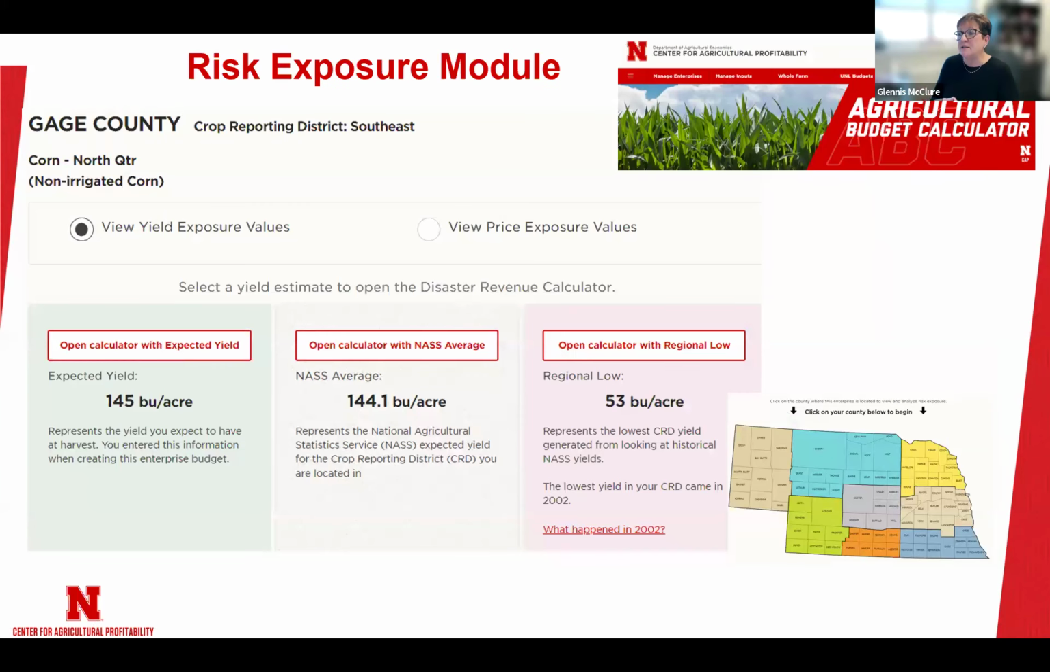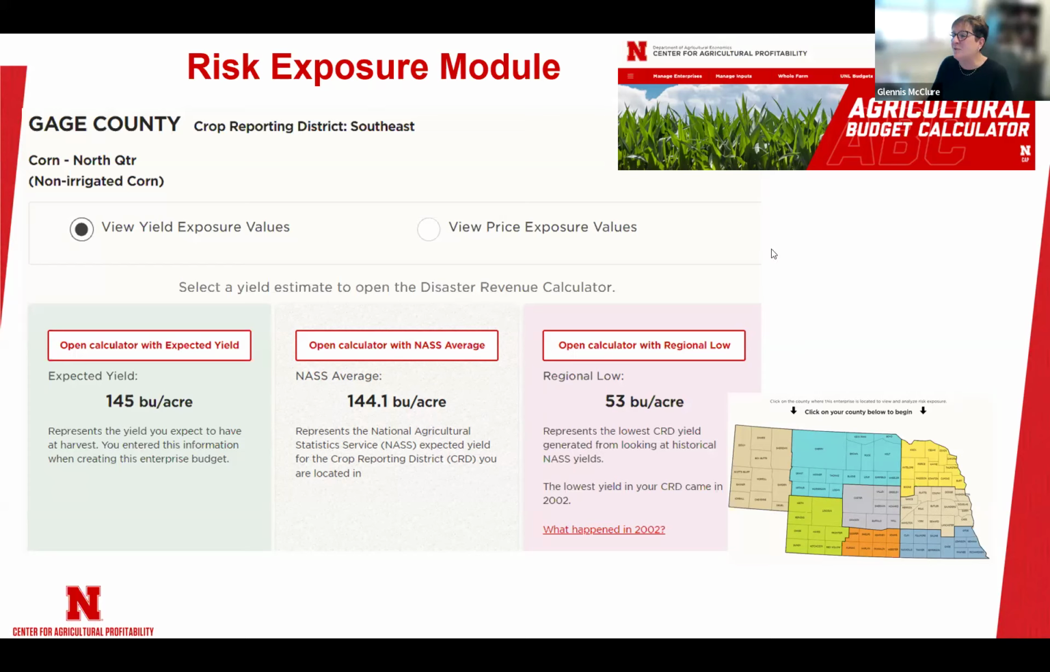The risk module is really a neat tool. We figure off of our crop reporting districts in Nebraska, and it's for corn and soybeans. So if you've done corn budgets or soybean budgets, you can utilize this module. And basically, we're looking at all the figures that go into calculating what level of crop insurance, if I picked, a 75% revenue coverage, right?